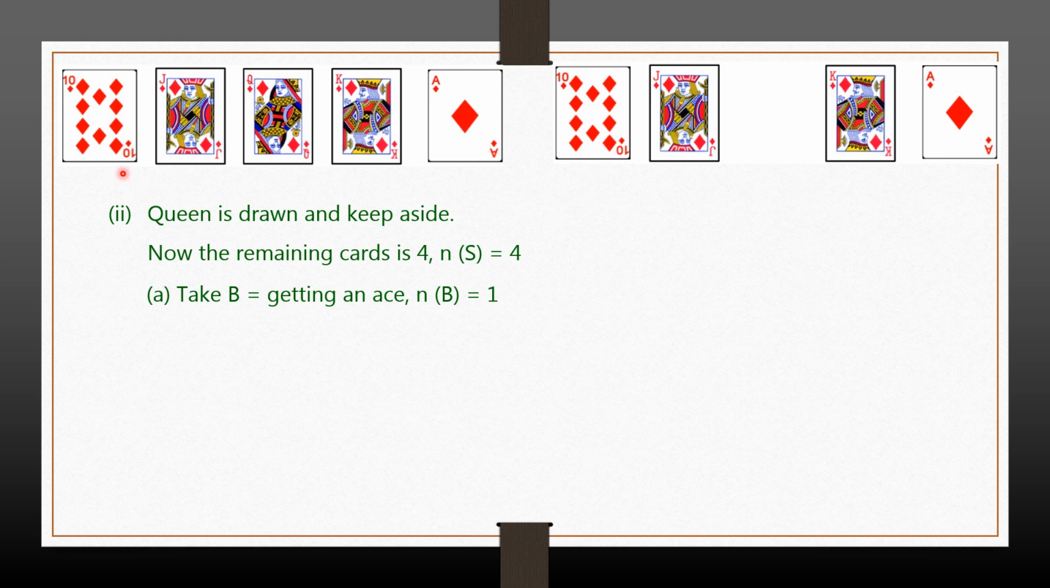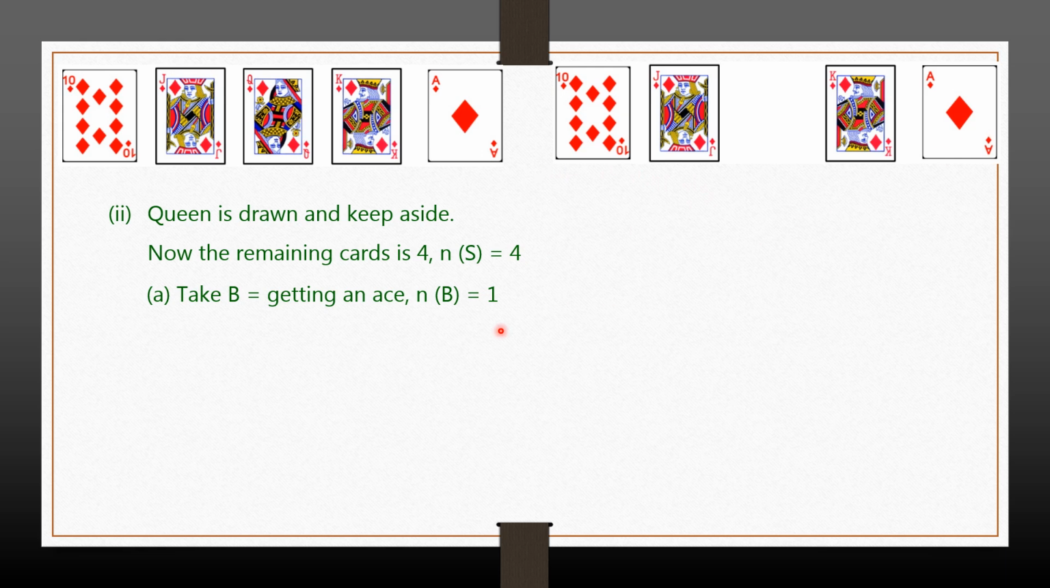For the first problem and the second problem, N of S won't be the same value, because for the first problem N of S is 5. We selected a card from 5 cards. For the second problem, the Queen is drawn and kept aside. We didn't include that Queen in the cards. We will be with 4 cards only. For the next 2 problems, we will use these 4 cards only as sample space. Therefore, the number of remaining cards is 4. N of S is equal to 4.